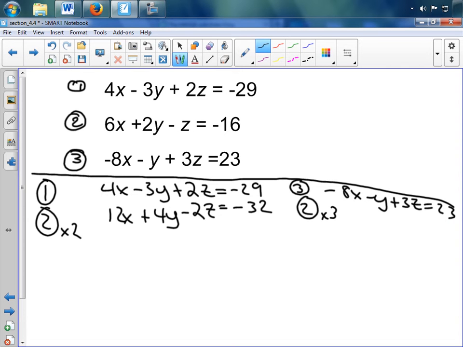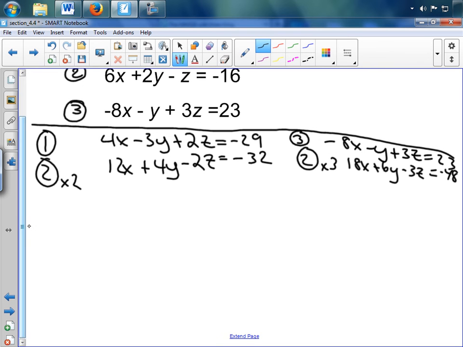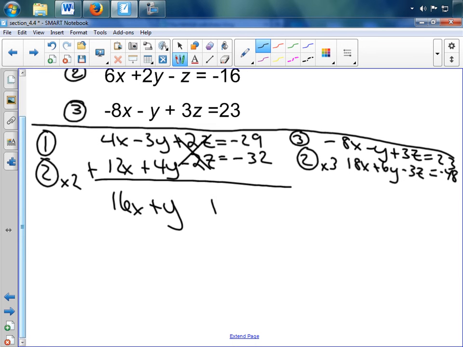Now I'm going to take number 2 and times it by 3, which is 18x plus 6y minus 3z. And 3 times negative 16 is negative 48. Okay? So now I'm just going to add them together. 4x plus 12x is 16x. This becomes 1y. This is eliminated. So now I have 11 negative 61.